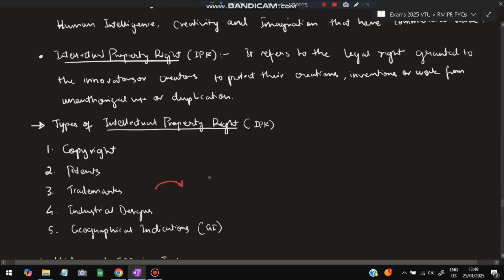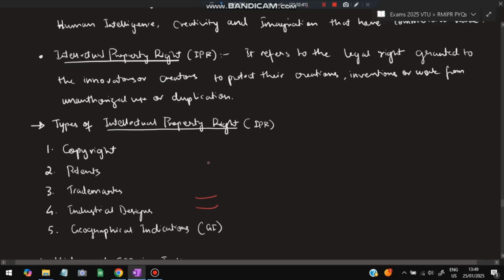For example, the Apple logo for Apple Inc. Apple's logo is also a trademark. Next is industrial design. It protects the ornamental or aesthetic features of a product, or a shape or a pattern. It includes exclusivity in the market for unique designs. For example, any cold drink, the cold drink's logo will be there, right? That is the unique feature of it.